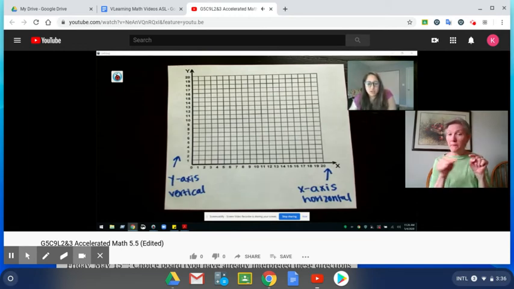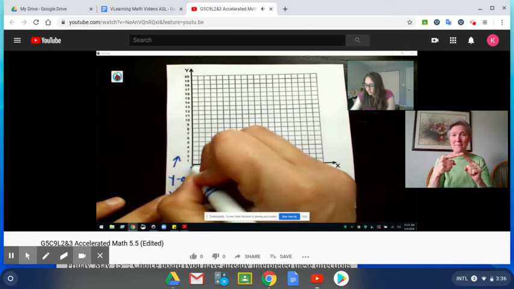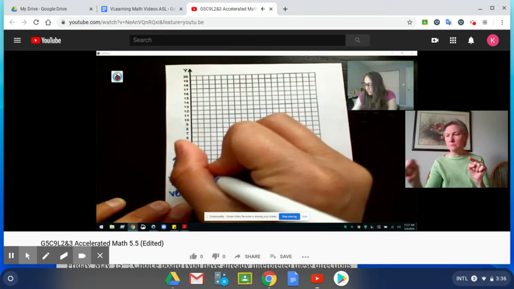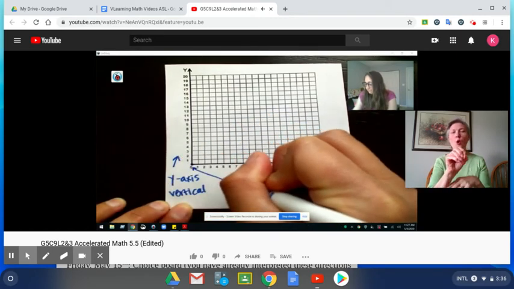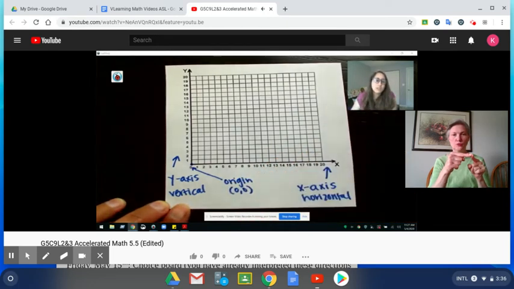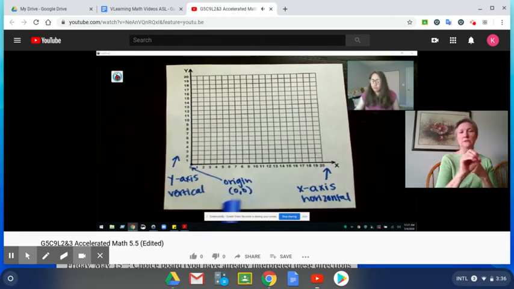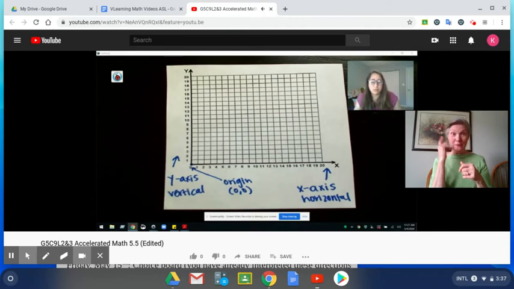All right, so now we've got those axes. Now I want to point out to you that these axes meet at a certain point right here. This is the point where both of these axes have the number 0 on their scale. This point is called the origin. The origin is located at point 0, 0. All right, that's where the x-axis and the y-axis meet. Now, in the future, your origin might be a different ordered pair, but right now it's always going to be 0, 0.